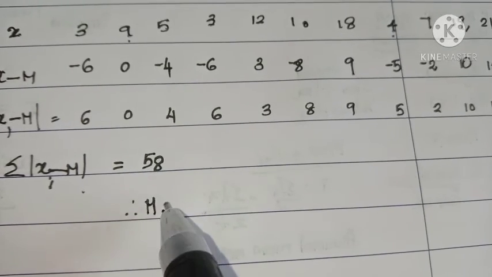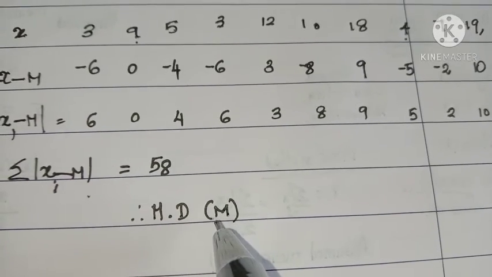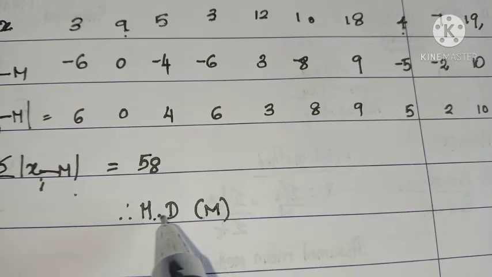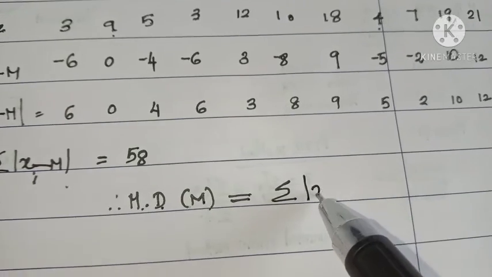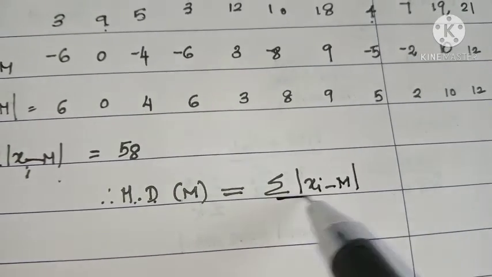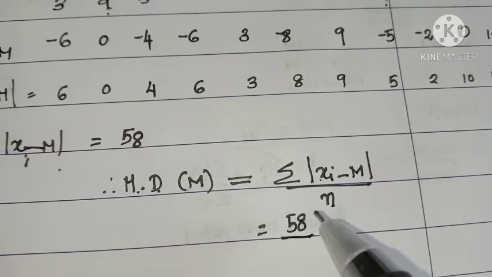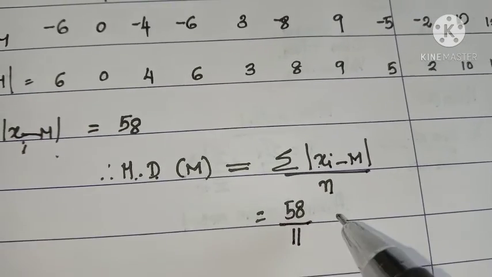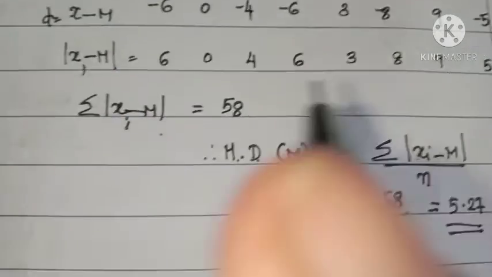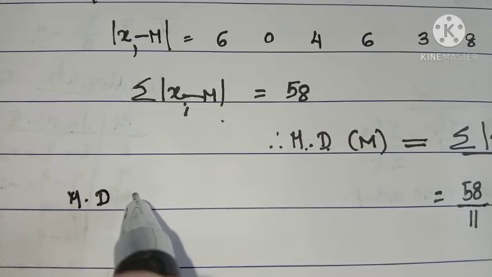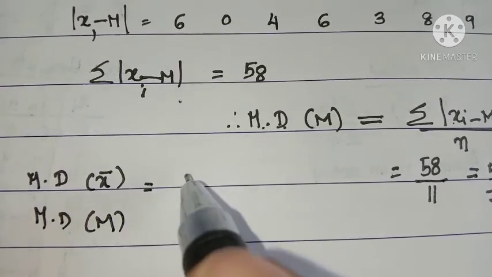Therefore, the mean deviation about the median, where the median is denoted by M, is obtained by the formula sigma modulus of xi minus M divided by n. The sum is 58 and the number of observations is 11. So 58 by 11 is equal to 5.27.